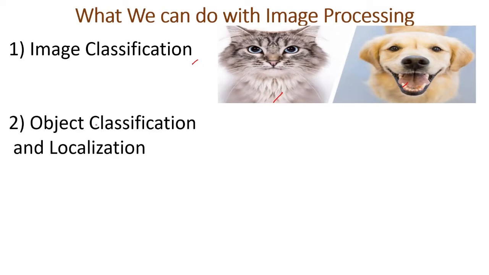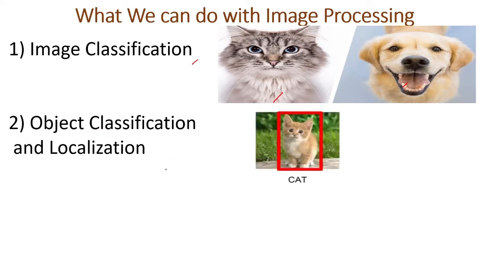And the second important thing is object classification and localization. What is localization? In this image there would be more background, but we have to detect in which part of the image our object is. This red line is localization, because there is no cat in the other parts, so the image is getting localized. So this is object classification and localization.